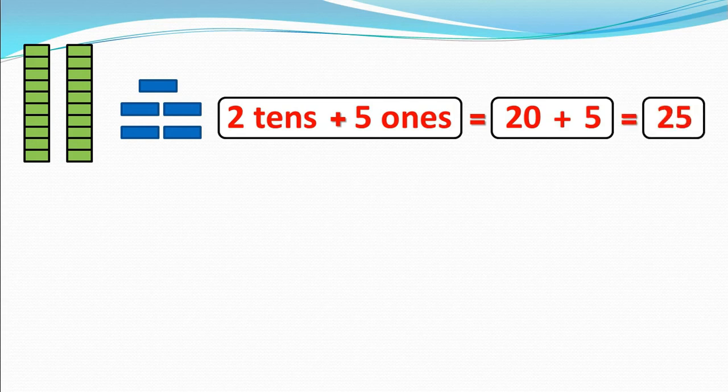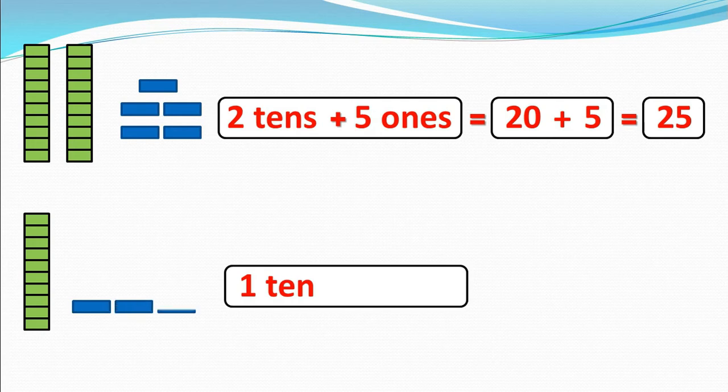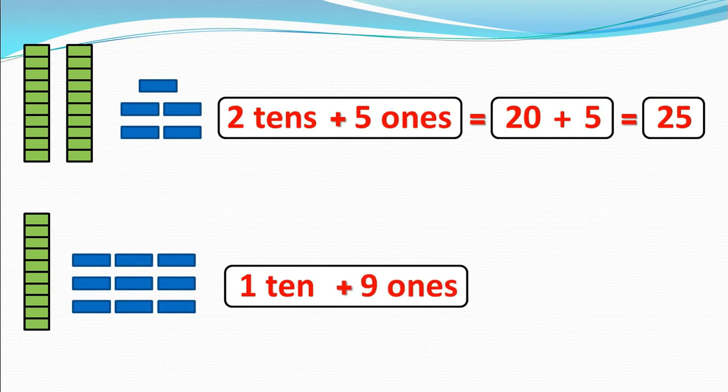There is 1 stack of 10, which means 10. And there are 1, 2, 3, 4, 5, 6, 7, 8, 9 ones. 1 ten means 10 and 9 ones means 9. Now add them. 10 plus 9 equals 19.